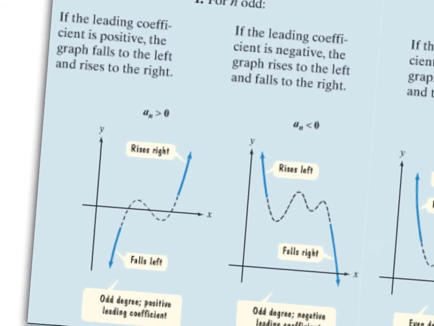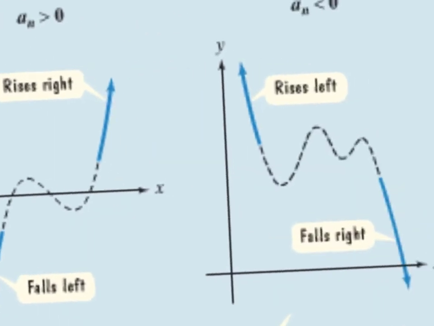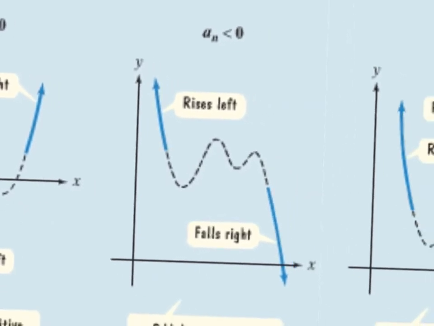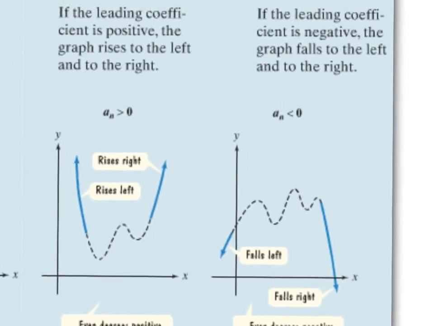If it's greater than 0, it's going to rise on the right and fall on the left. If it's less than 0, meaning our leading coefficient's negative, you're going to rise on the left and fall on the right. If the highest degree, the highest exponent you see on the polynomial, is even, then it's going to look like a parabola on the ends.